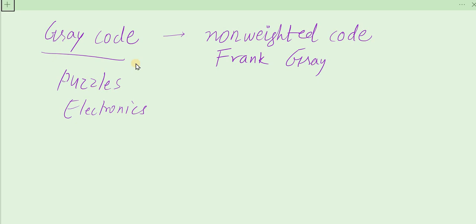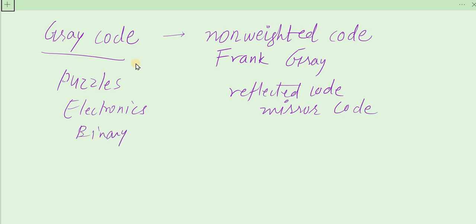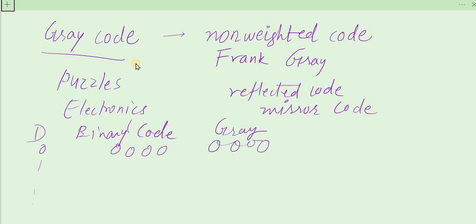So this code we are considering from the point of view of electronics. The code is also known as reflected code or mirror code, because of its construction. We know binary code. In binary code, as the decimal numbers go 0, 1, 2, 3, 4 and so on, the binary code is 0 0 0 0, for 4 bits. It can be any number of bits. For Gray code also, initially it is 0 0 0 0.